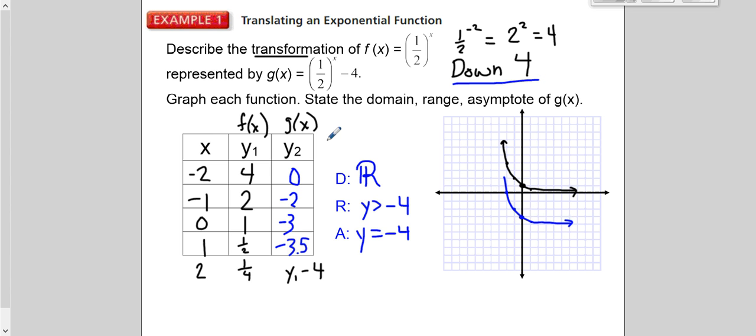Now, of course, you can use Desmos and make your graphs that way, but you're still going to have to figure out your domain, range, and asymptote. Not all math classes in your future will allow you to use Desmos or even a graphing calculator, so you need to learn both ways.